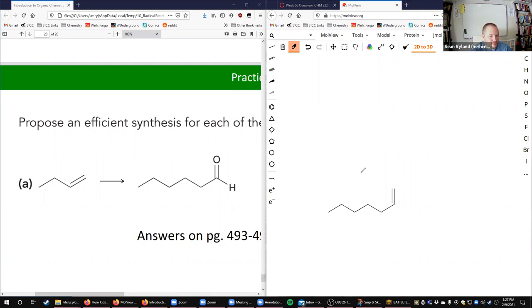So to get here, five, six, seven, one of those, we're going to want a terminal alkyne to go to a terminal alkene. So we can partially hydrogenate this. So H2 with a Lindlar catalyst can take that terminal alkyne to a terminal alkene, which then can go through ozonolysis and get to our final product.